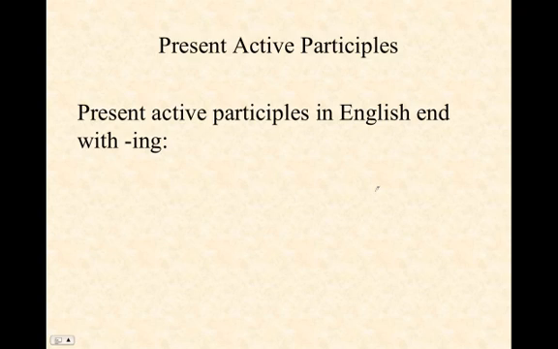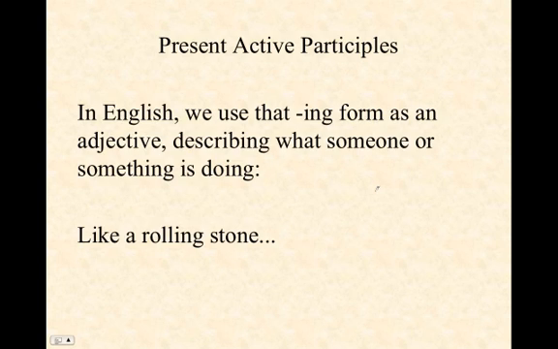In this tutorial, we'll explore present active participles in Latin. To understand present active participles better, let's look at how they function in English. Present active participles in English end with -ing. Examples are running, singing. Now, we use that -ing form as an adjective, describing what someone or something is doing.